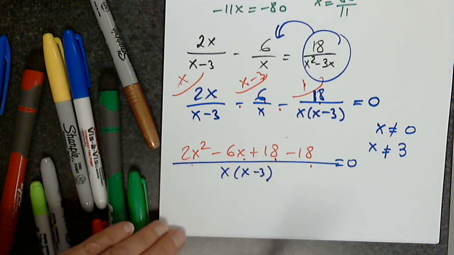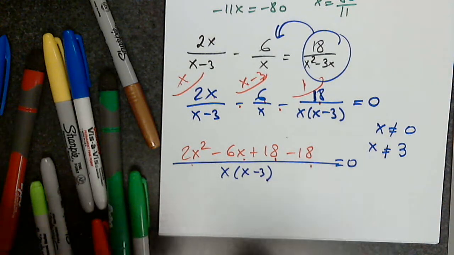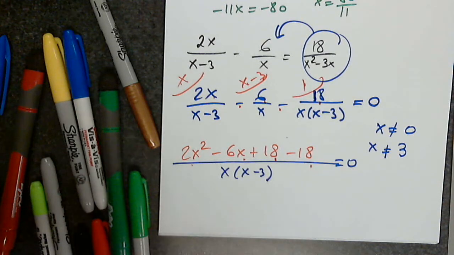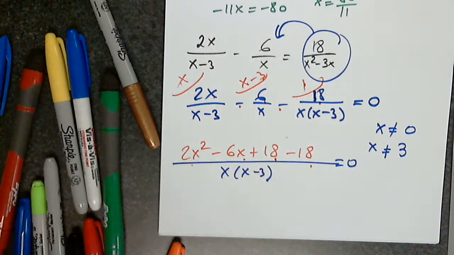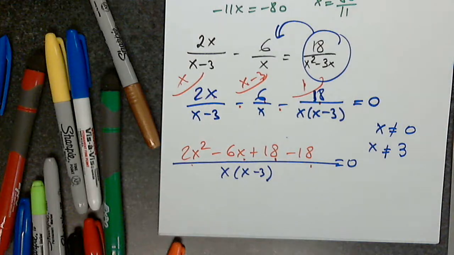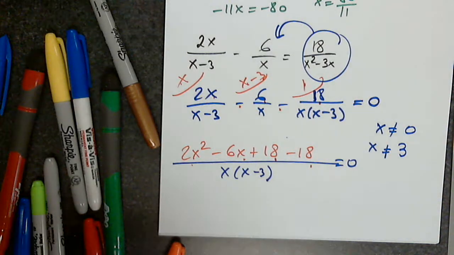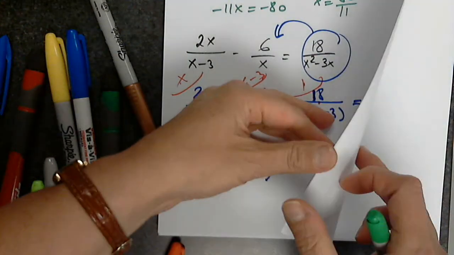Why is x times x minus 3 the least common denominator? What do you think the least common denominator should be? Okay.